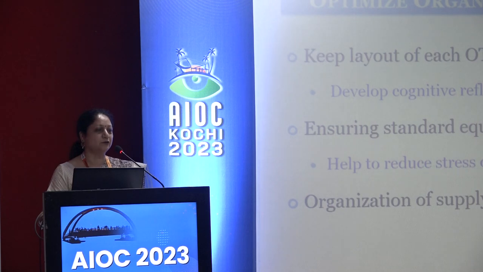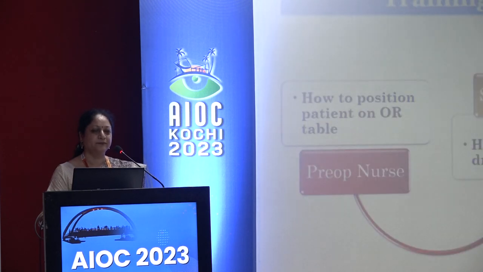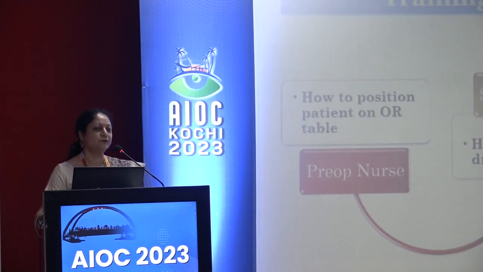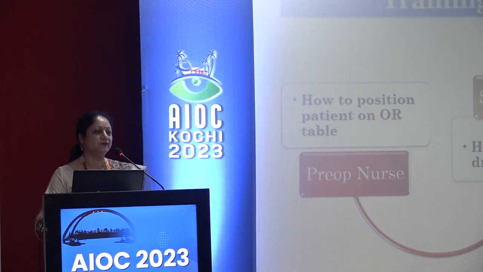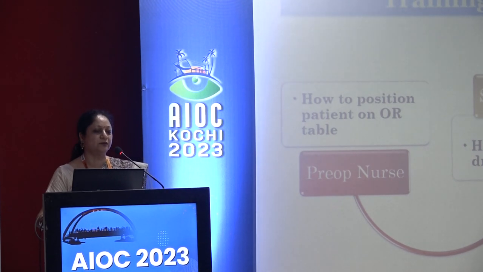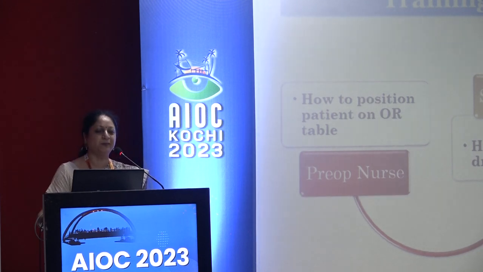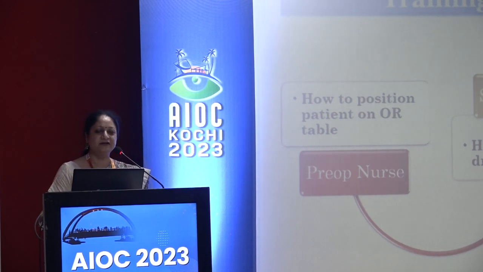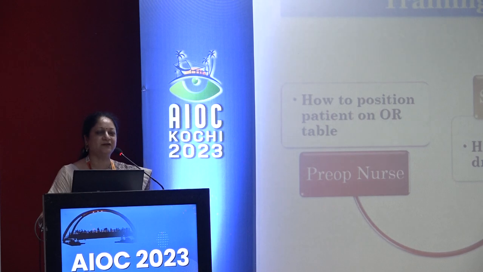Organization of the supply table is also important, and it should be the same. Training of OR staff should be done to the maximum, such as the preoperative nurse being trained how to position the patient on the OR table. The scrub nurse should be told how to prep and drape the patient in a particular way. And after finishing the surgery, the surgeon can leave the removal of the drapes to the assistant so that he can start the next case if it is in another OT.